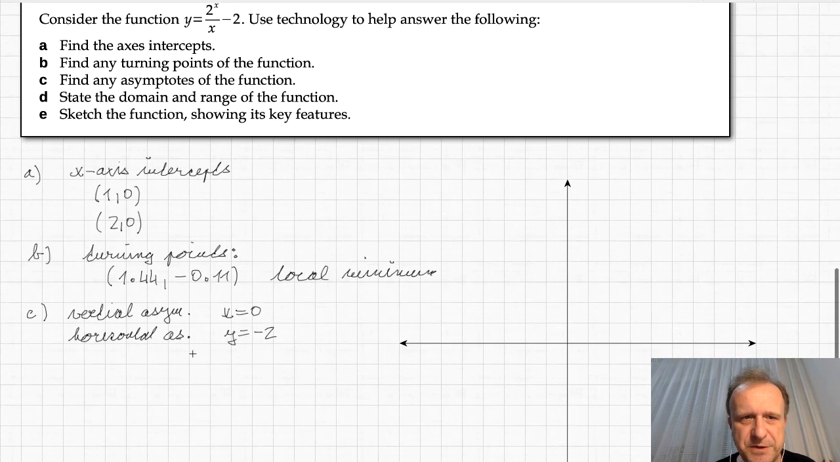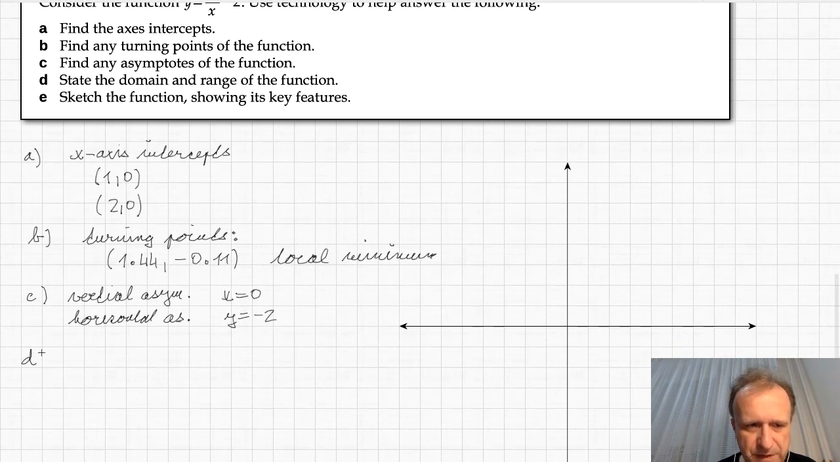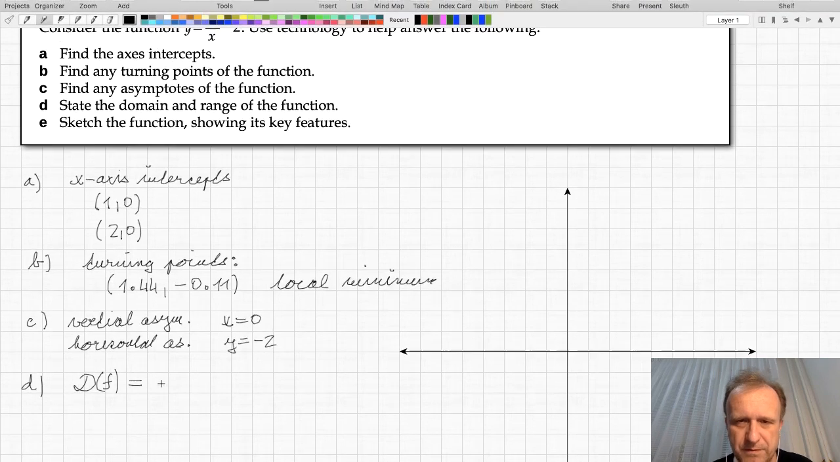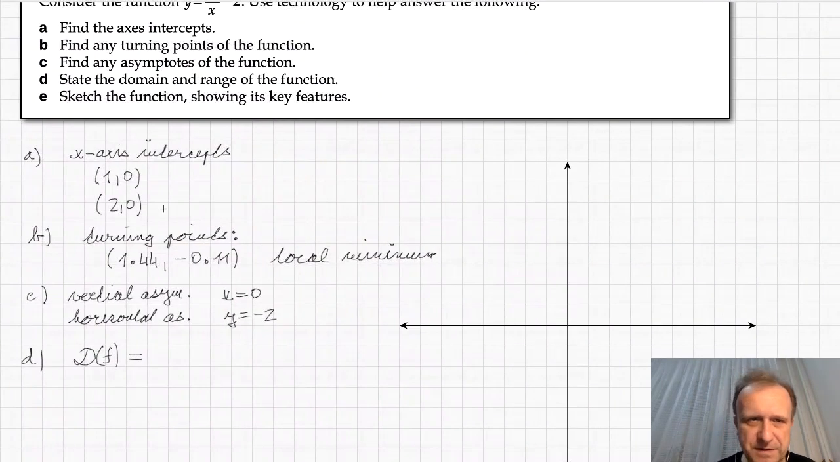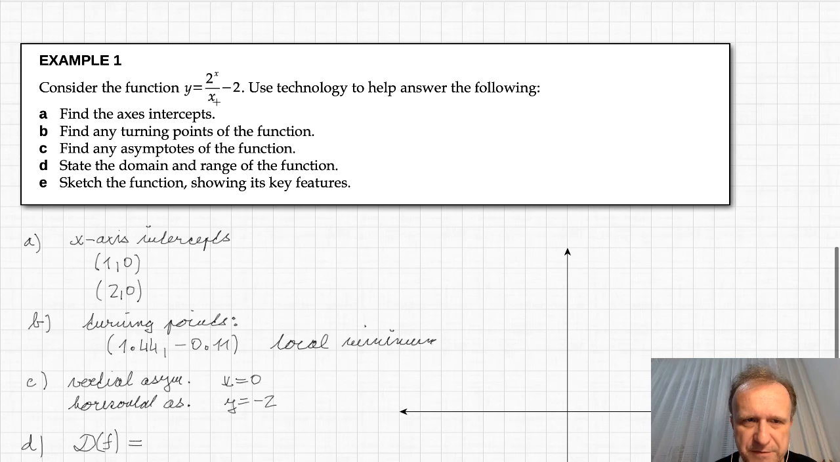Okay, state the domain and range of the function. Last, part D. State the domain and range. So the domain of the function. Well, it seems that it consists of all real values except for the value of 0, for which it's not defined, and it is reasonable because if x is 0, you would have to divide by 0. Okay, and this is in line with what I had said previously, that whenever you have division by 0, there is the vertical asymptote at this point.